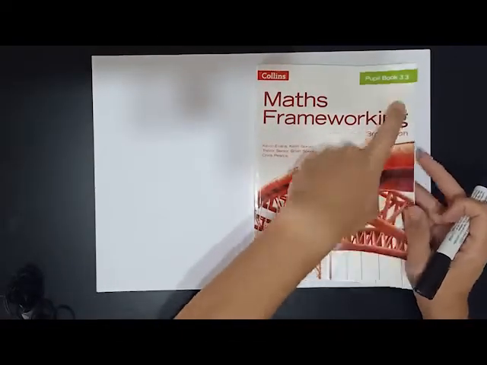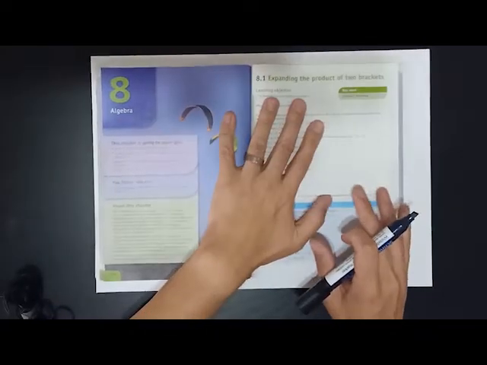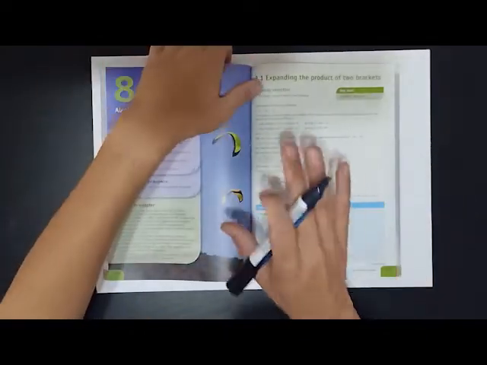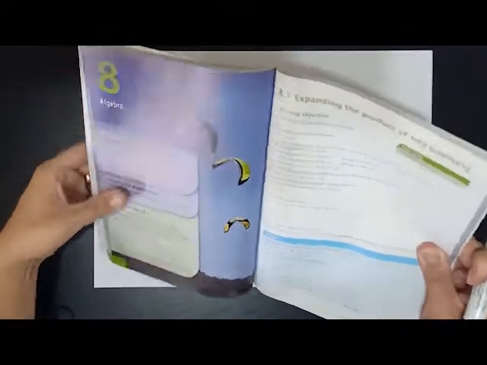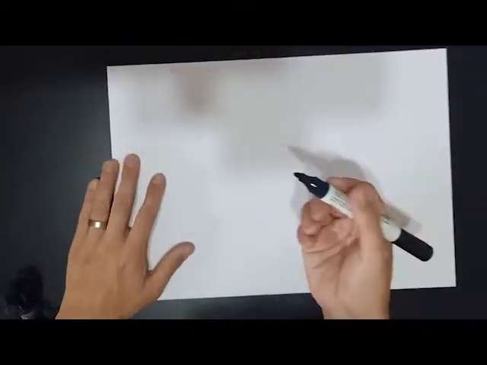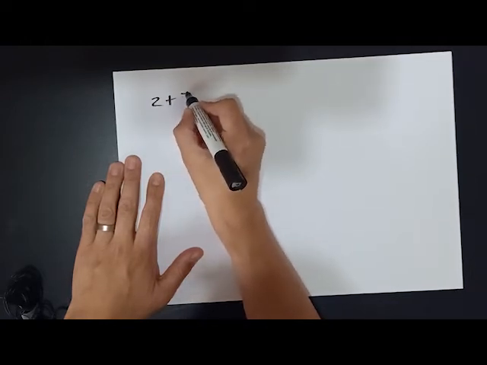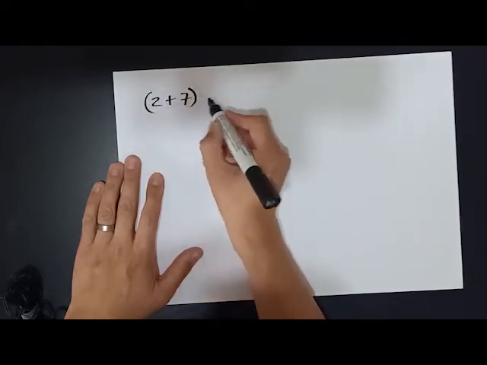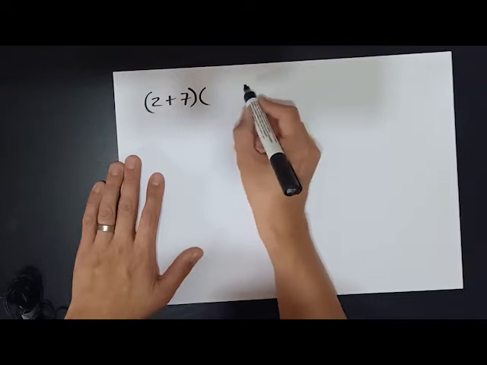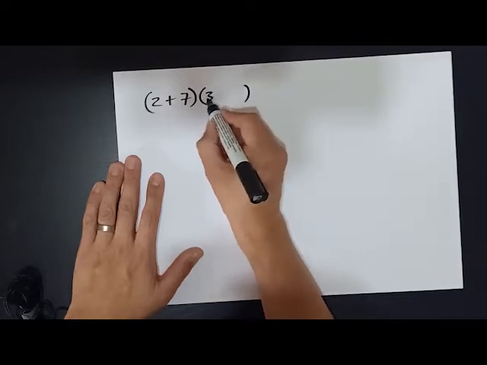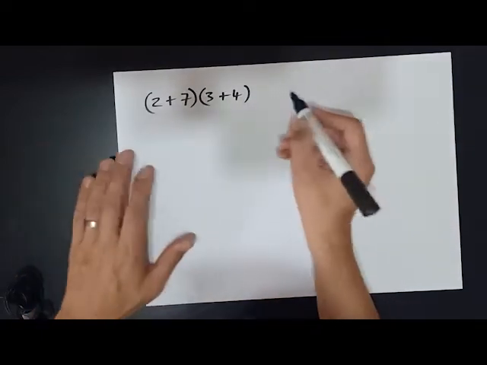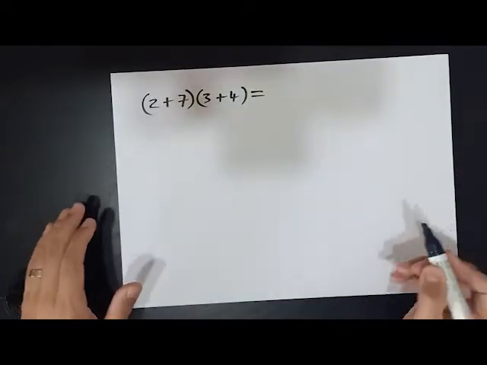Maths Frameworking, Book 3.3, Chapter 8. So, expanding two brackets. Before I get on to the examples that are in the book, let me just write something out. 2 plus 7, and then in these brackets, let's do 3 plus 4. Okay, I just made that up.